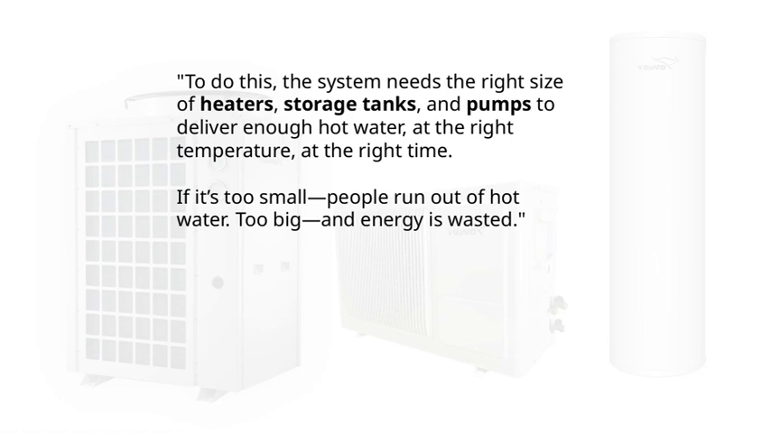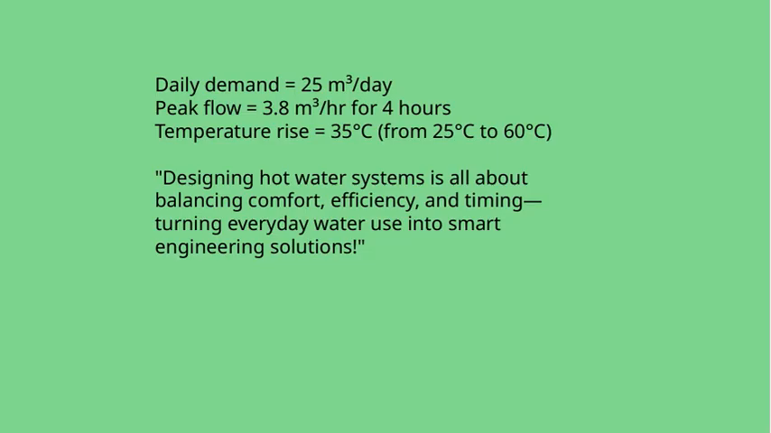This idea ties back to our overall goal of optimizing the system to be both effective and energy efficient. When designing hot water systems, it's essential to consider the daily demand, which in this case is about 25 cubic meters per day. This helps us understand how much hot water will be needed on an average day. We also need to think about peak flow, which here reaches 3.8 cubic meters per hour for a period of 4 hours. This means during certain times, the system must handle significantly higher volumes of water, so we need to ensure it can meet that demand smoothly.